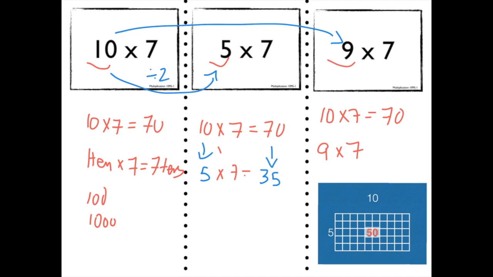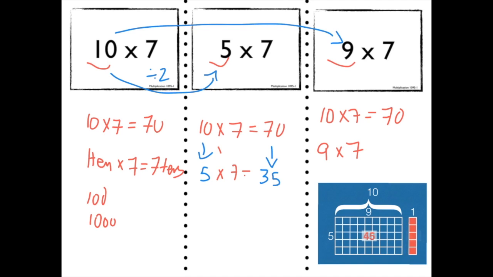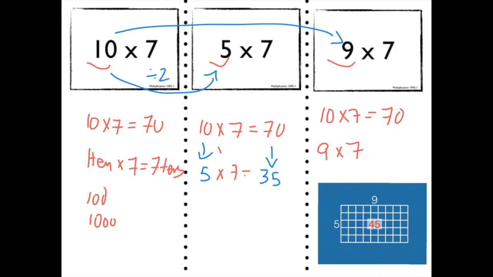If we break up or partition that rectangle between one group of 5 and 9 groups of 5, so we take away one group of 5, we're now left with 2 partial products. 9 times 5 is 45, and 1 times 5 is 5.